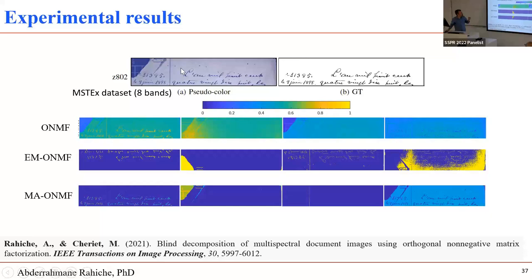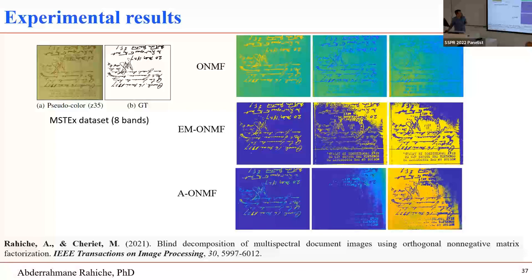Here also, we have a very complicated scene. We have overlapped text with a stamp and so on and so forth. And our approach was able to decompose each material based only on its signature. Moving from the first data set to this one, we didn't change anything in the setting of our model. We used the same model. It was just a matter of tuning some parameters.